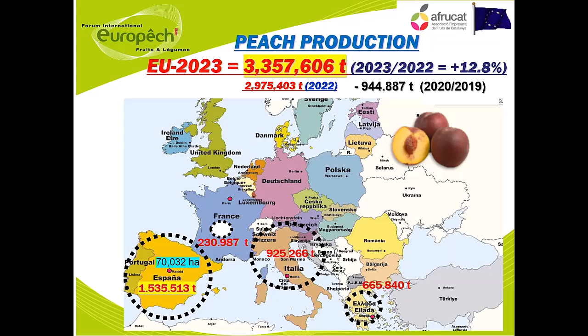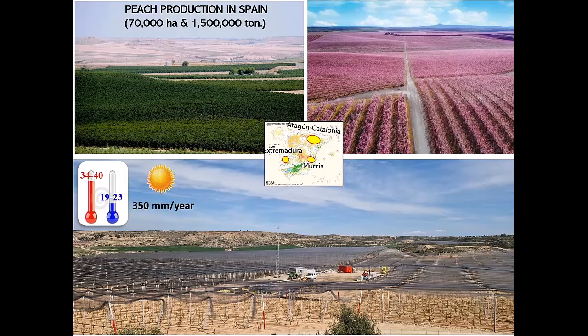So just 2 words about peach production in Europe. As you can see here, Spain produces around 1.5 million tons per year. It means half of the European Union and the second in the world after China. We are nowadays around 70,000 hectares. We lost 10,000 hectares over the last 10 years because of the crisis of the prices after the veto of Russia. But now the production and the consumption are more balanced.